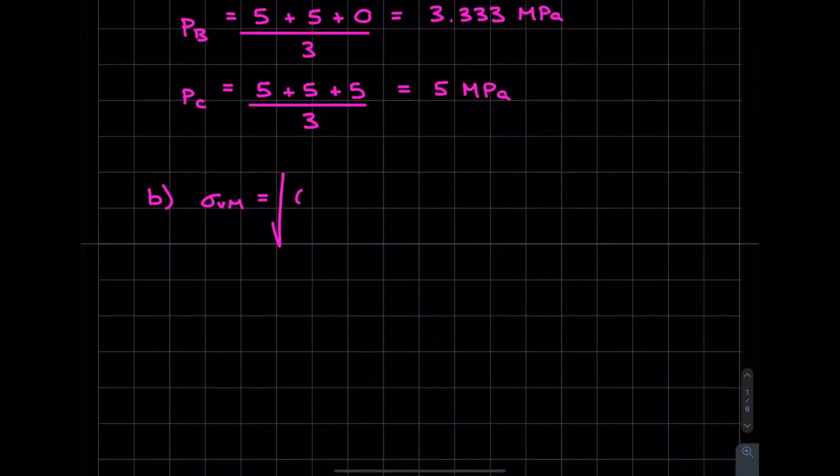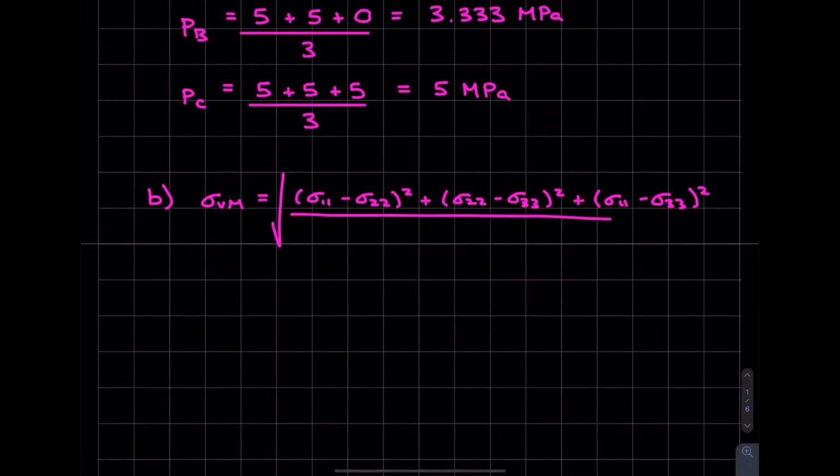So we know that the von Mises stress is going to be the square root of sigma 1,1 minus sigma 2,2 squared, plus sigma 2,2 minus sigma 3,3 squared. And then finally, we add on sigma 1,1 minus sigma 3,3 squared. All of this is going to be divided by 2. And of course, I'm going to just finish off my square root.